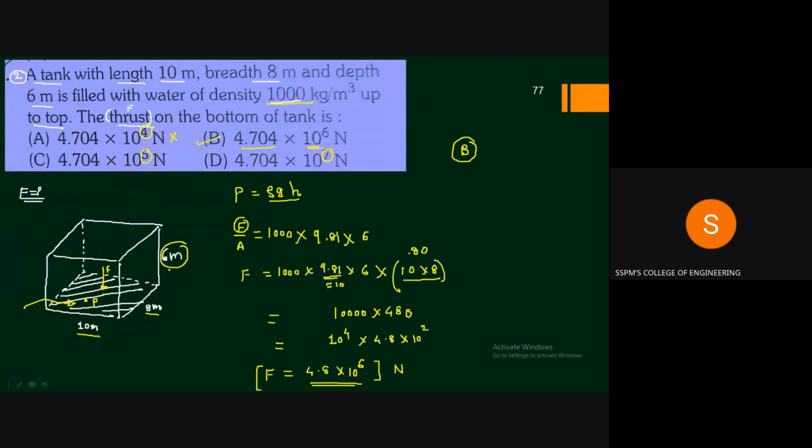So to solve such type of problem, we have to refer to the basic equation, pressure is equal to rho g h. This equation is the hydrostatic equation or the hydrostatic law. Okay, next equation, if you want to find out the force on any layer, then force per unit area. Okay, and from this we can determine the force value.